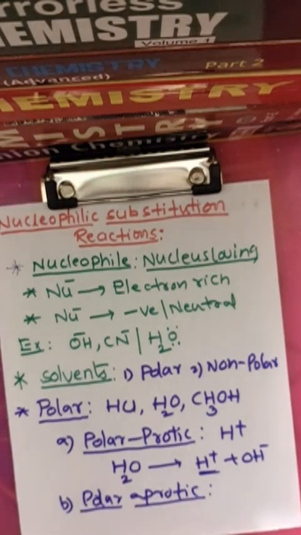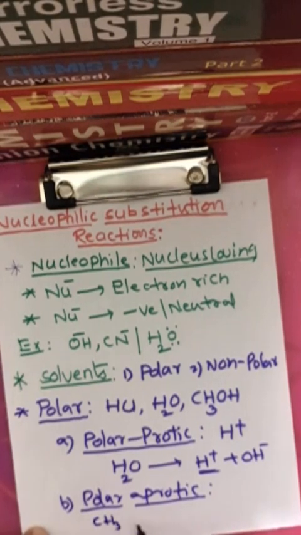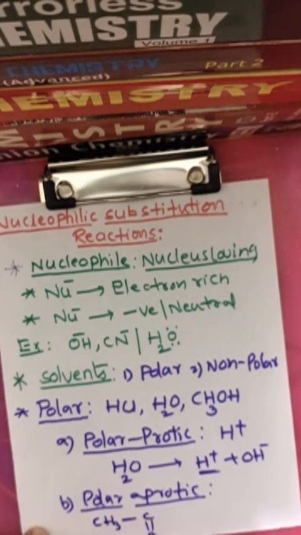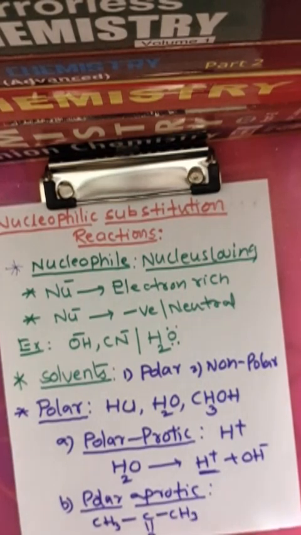For example, CH3 C double bond O CH3, acetone, is polar, but it can't donate H plus. Like this, solvents are of two types: polar protic and polar aprotic.